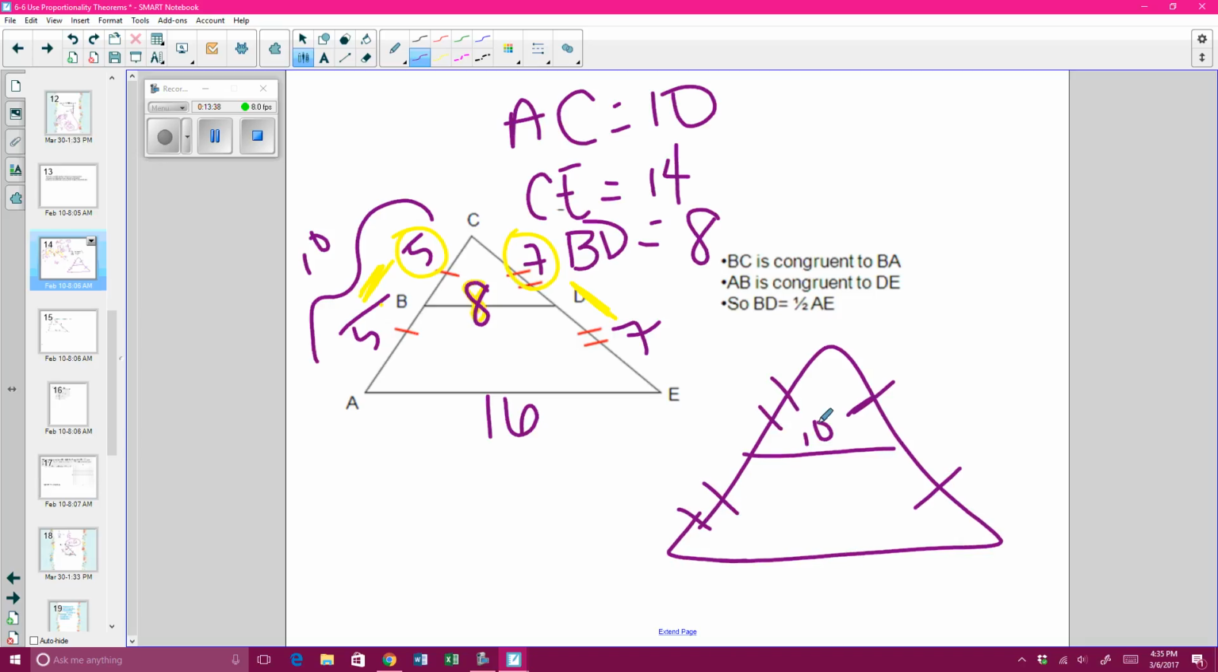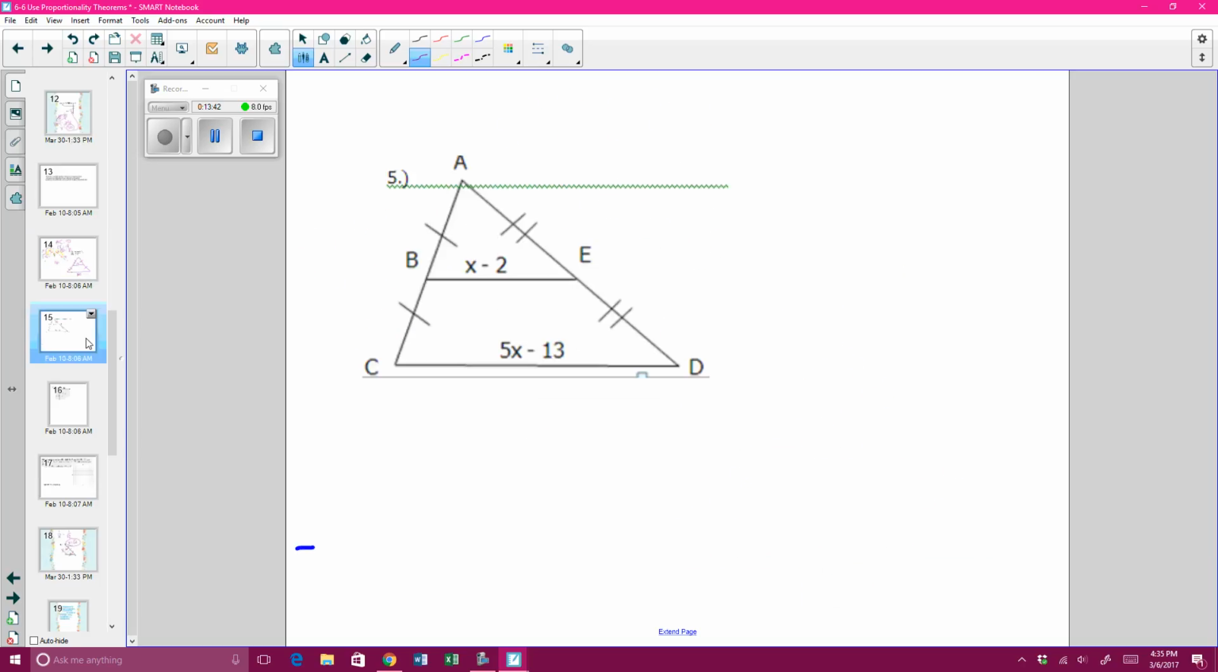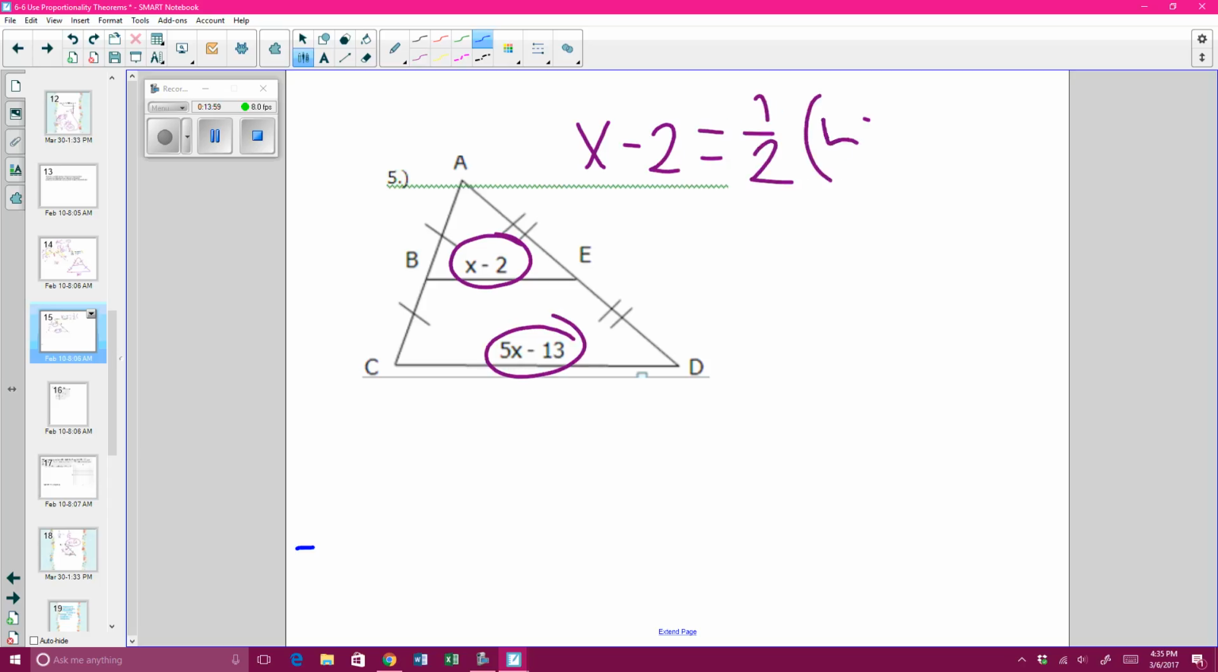And if this was 10, this would just be 20. Now, when you're solving these problems, it's important that you just think in your head about what this is actually saying. So this theorem says that this x minus 2 is half of this side right here, which is 5x minus 13.